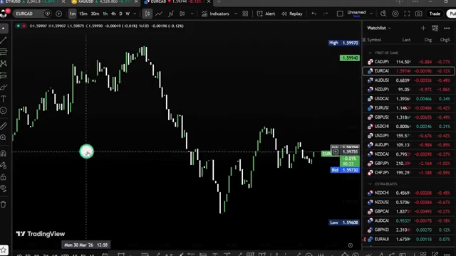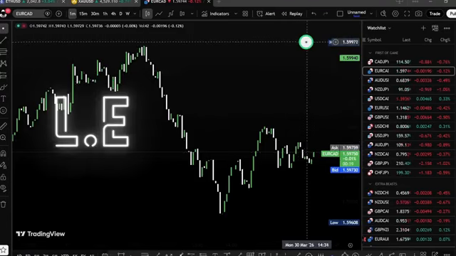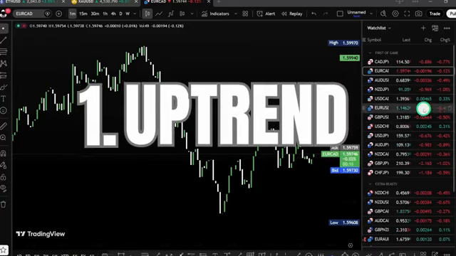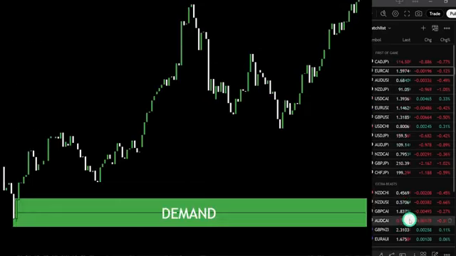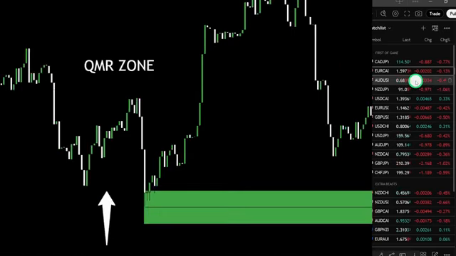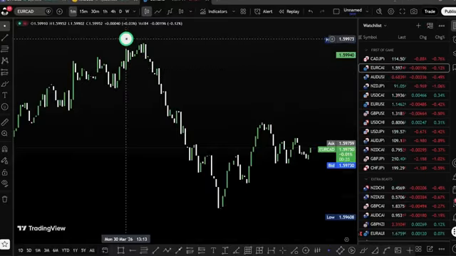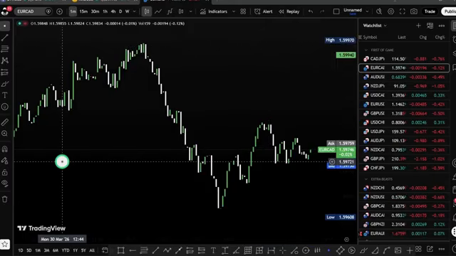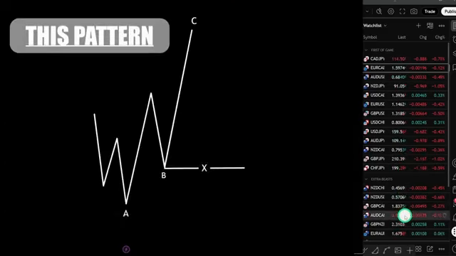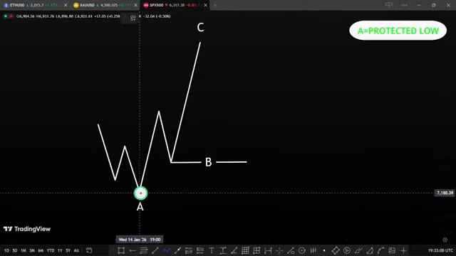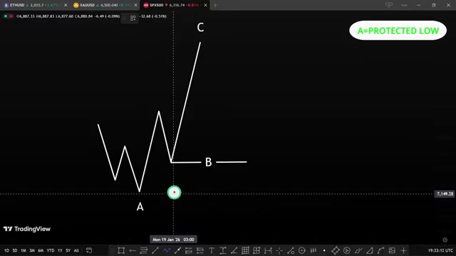The strategy I'm about to review is the second L.E model. So first, for an uptrend, you will need either an area of strong demand, level of support, KRMR, and a sweep of a higher time frame low. And then we have to make sure that price has printed on the chart exactly this pattern around any of the zones mentioned above. So here for an uptrend, this is our A level, which we don't expect price to take or sweep out, known as the protected low.